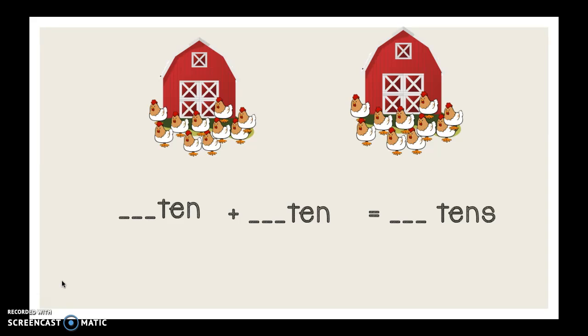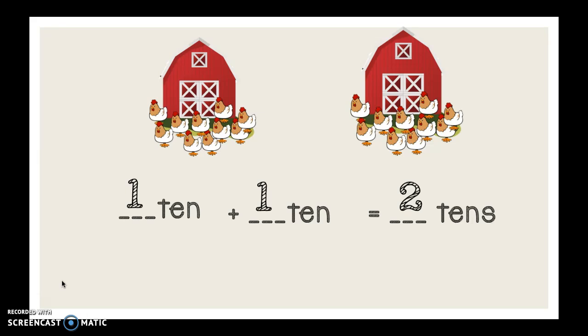Okay, so here we go. That first barn with all those chickens, well, that stands for 1 group of 10. Is that what you put? Ooh, well done. Then I see another barn, and that stands for another group of tens. So I have 1 10 plus 1 10 equals, how many tens altogether?